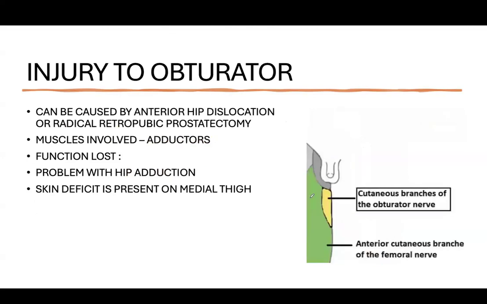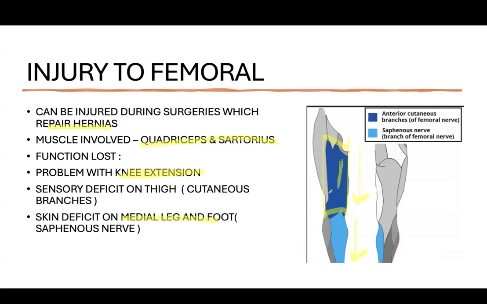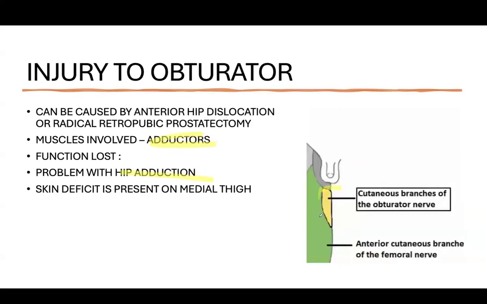The obturator nerve, again, similarly, there are two ways in which it could be damaged. Obviously, the obturator nerve is the one that comes out from the obturator foramen, and the muscles it supplies are the adductors, right? So if you lose the obturator nerve, you could have problems with hip adduction and skin deficit. As I showed you in this picture, this anterior cutaneous branch of the femoral supplies this area, but you have a very small area in the corner here, and this area is supplied by the obturator cutaneous branch.